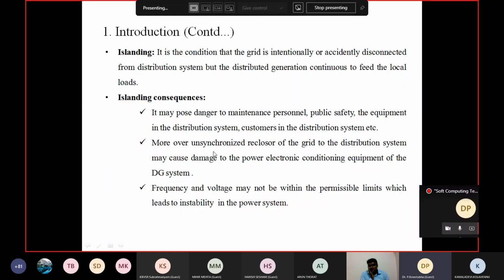Moreover, unsynchronized reclosure of the grid to the distribution system may cause damage to the power electronic conditioning equipment of the DG system. Frequency and voltage may not be within permissible limits, which leads to instability in the power system.